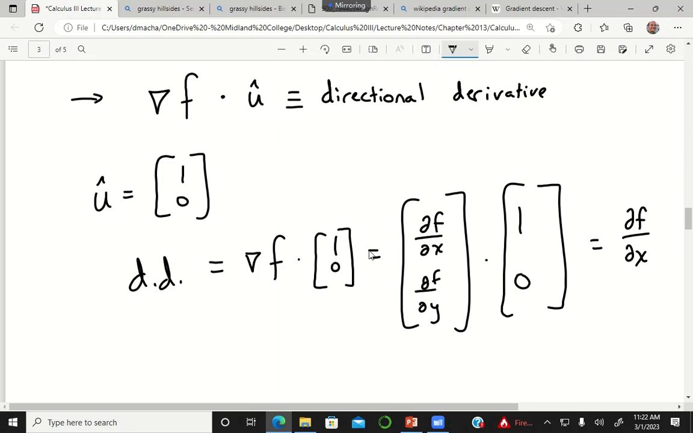If you did the same thing with the directional vector 0, 1, then you're talking about the direction facing exactly in the positive y direction, and then this dot product would be the partial of f with respect to y. But if you choose any other direction, it's going to be some linear combination of the partial derivatives, and it's going to tell you how quickly the function is changing in that specific direction.